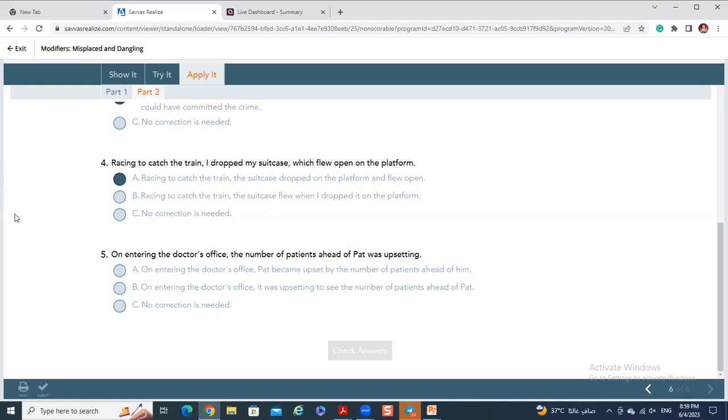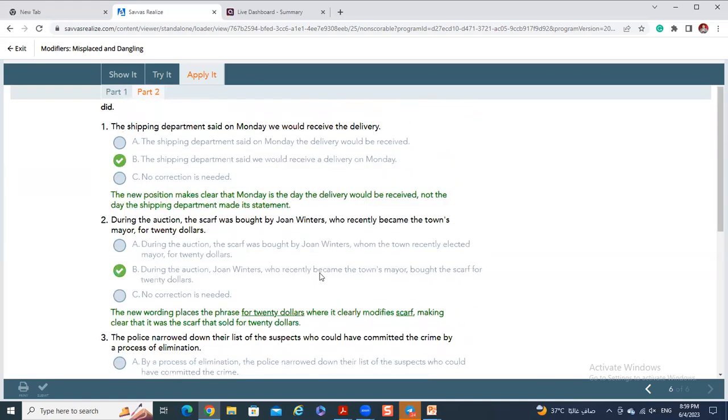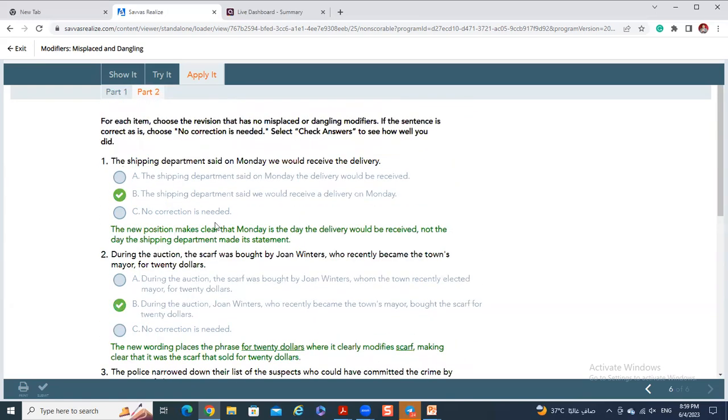Okay. We have some mistakes. Let's look at the first one. The shipping department said we could receive a delivery on Monday. If you look here, the first one: the shipping department said on Monday we would receive the delivery.